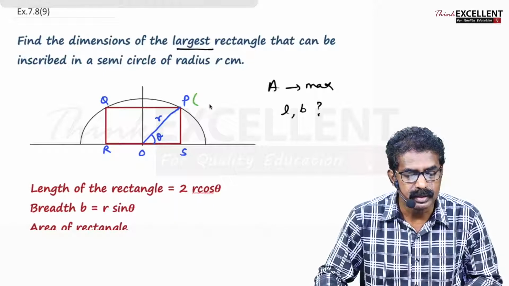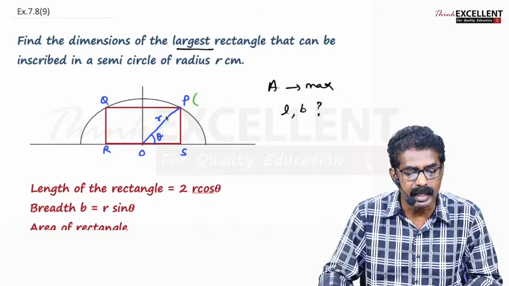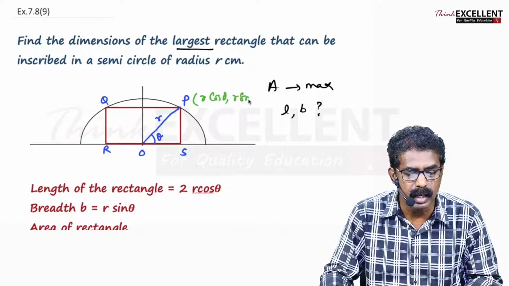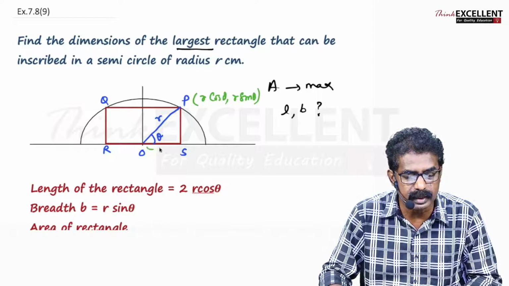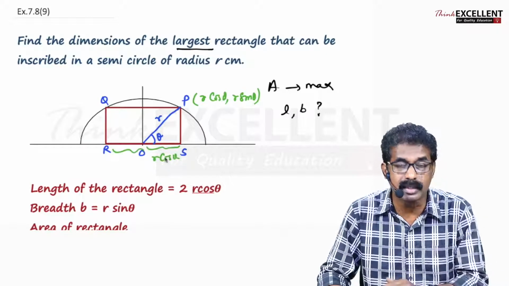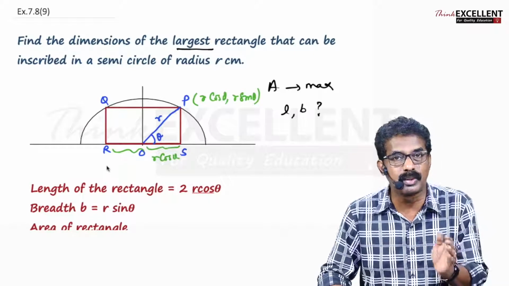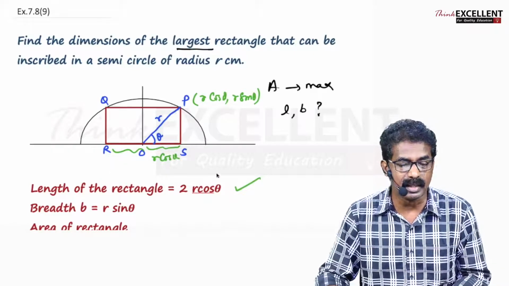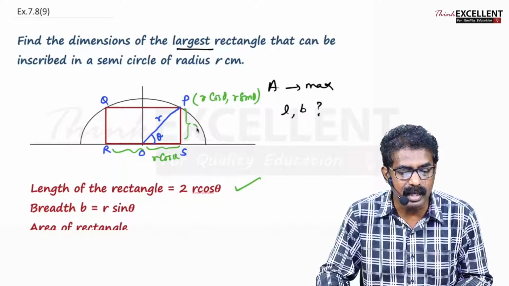Now can you say the coordinates of P? Radius is r, the angle is theta, so it is r cos theta, r sin theta, meaning this is r cos theta. So the total length is r cos theta plus r cos theta, 2 times r cos theta, 2r cos theta, that is the length. And this is r sin theta.